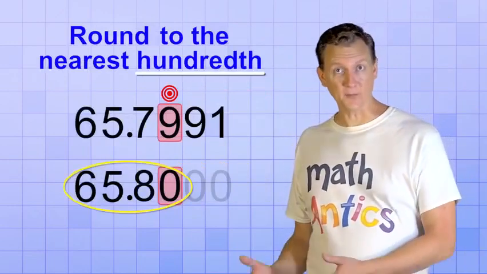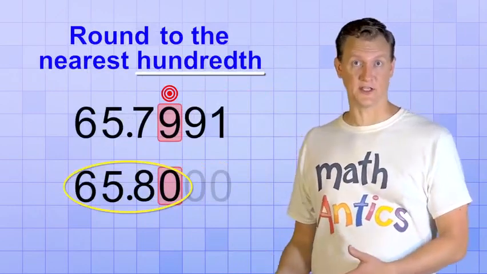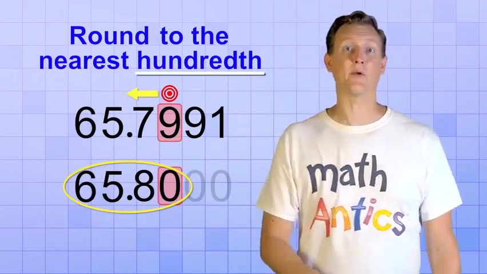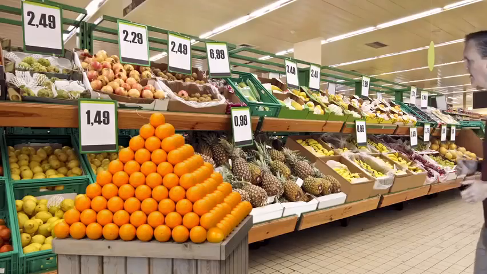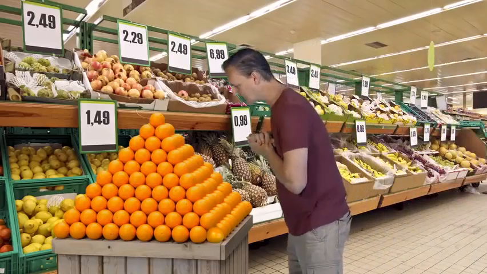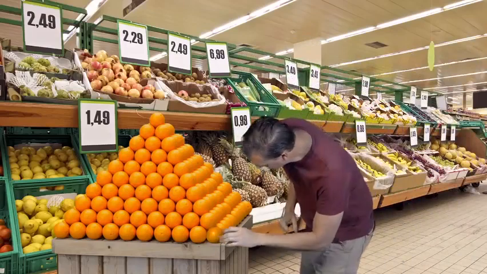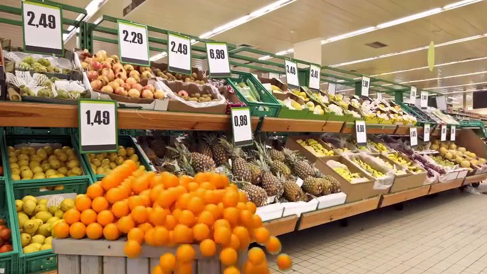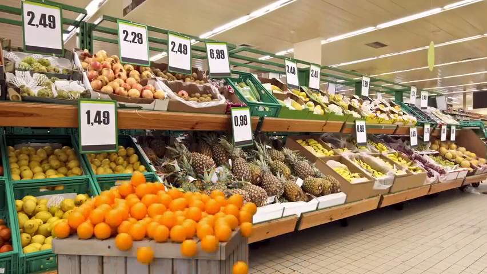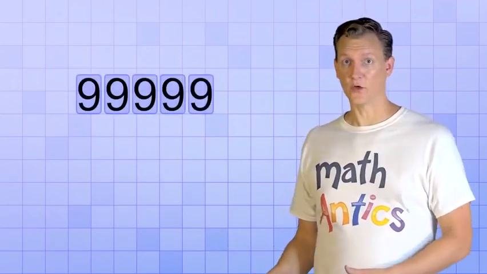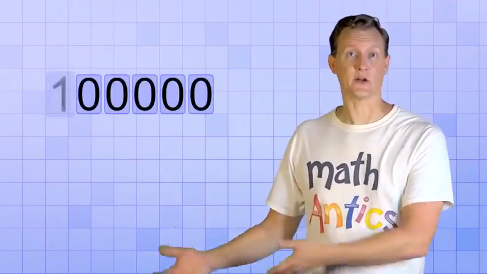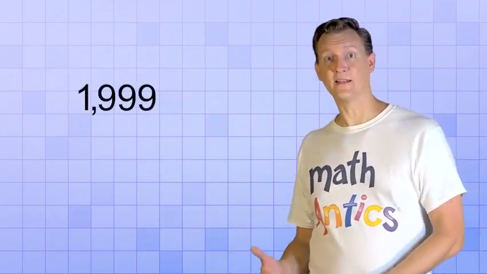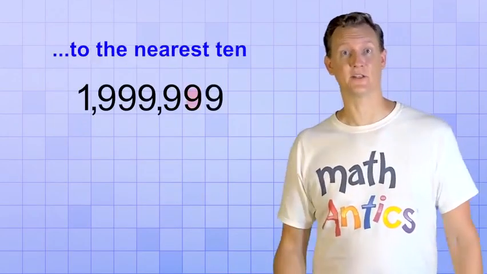As you can see, in some cases, rounding can actually change the digits to the left of the target digit also. It's sort of a domino effect that can happen when rounding numbers. If you have a lot of 9s, rounding can bump them all up like a chain reaction. Like, what if you need to round 1,999,999 to the nearest 10?